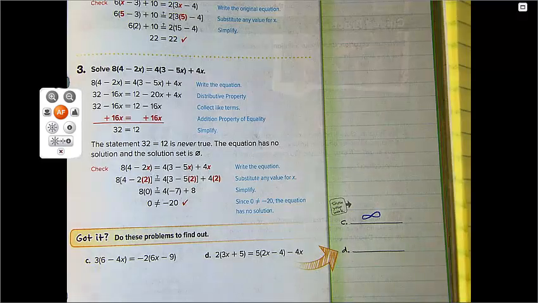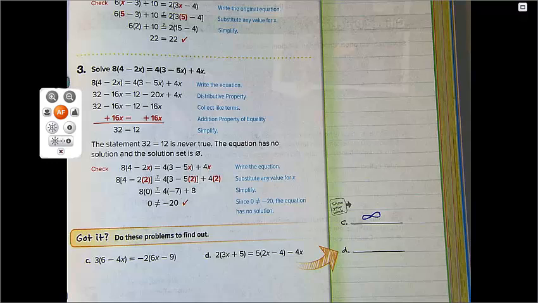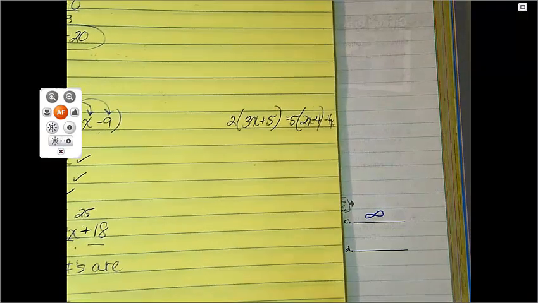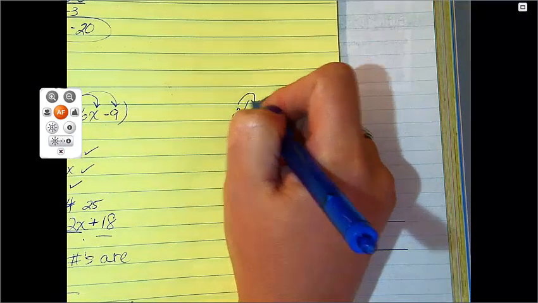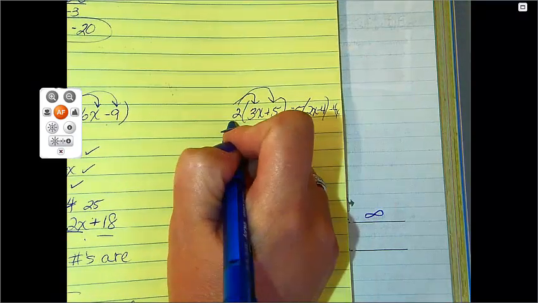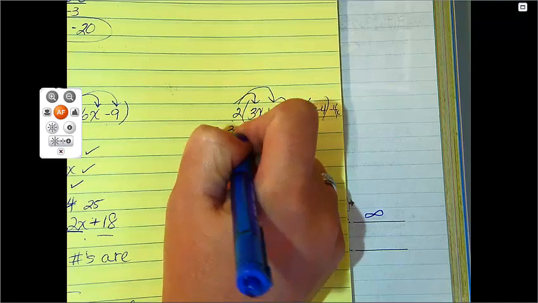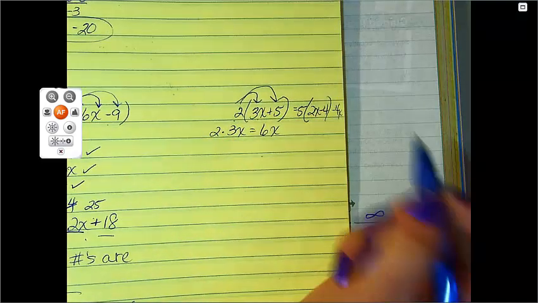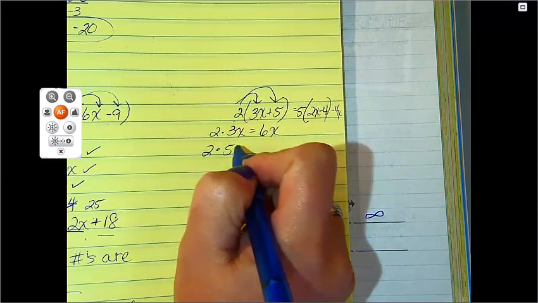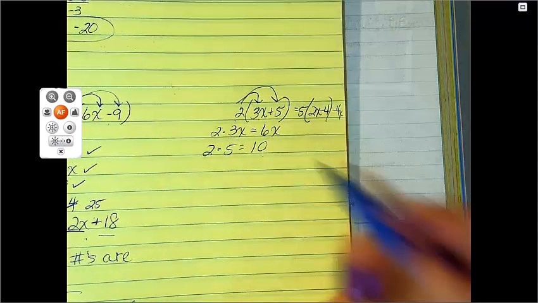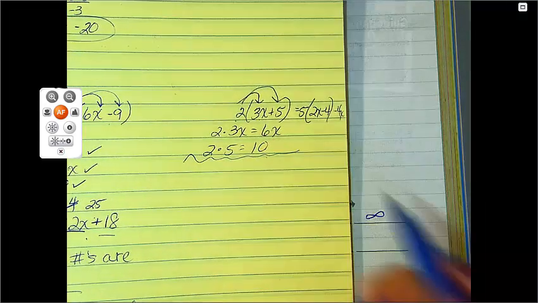Now let's look at number D, or letter D. Again, I'm going to write this down so that I have plenty of room to do it. D says I take 2 times 3x plus 5 equals 5 times 2x minus 4 minus 4x. Whew, I about ran out of room. I almost didn't give myself enough room. Same thing, I'm going to multiply to get rid of parentheses, so I have a 2 times 3x, which gives me a 6x. I have a 2 times 5, which gives me 10. So that side of my equal side is done.